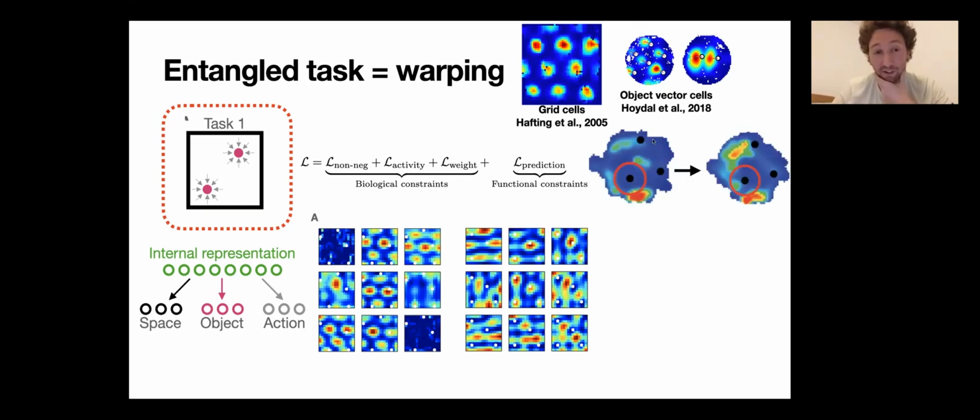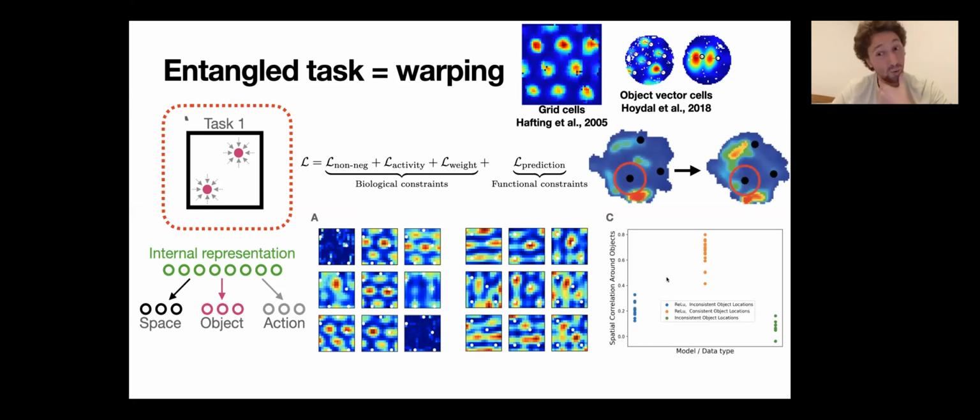And that's very reminiscent of these cells which warp their firing fields towards objects, just like we've done here. And we can quantify that with lots and lots of different models run on the same data. And we can see that only in the case where we have the fixed and unfactorized task do we find this measure of warping. We don't find it in any other case.